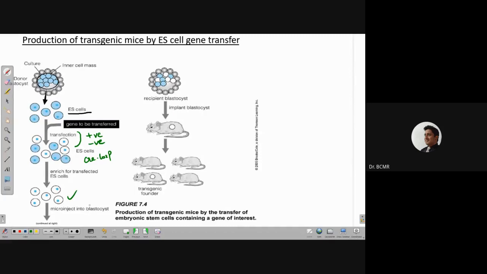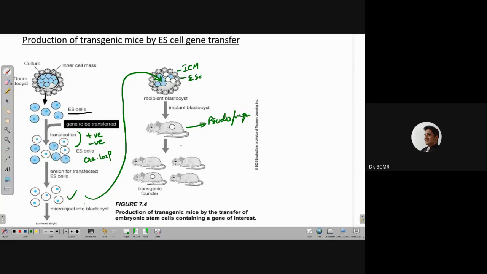Now what we do is we take these cells and we put them into a blastocyst. So the recipient blastocyst now has two types of ICM: one is the ICM from itself and the other is the ICM from the engineered embryonic stem cells, right? And it is implanted into a recipient mouse, and this mouse would have been prepared as pseudo pregnant, like I have described before.